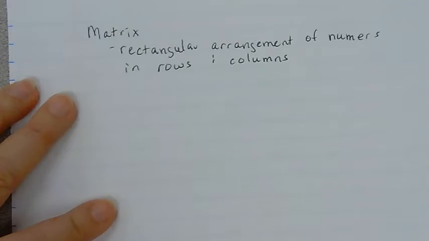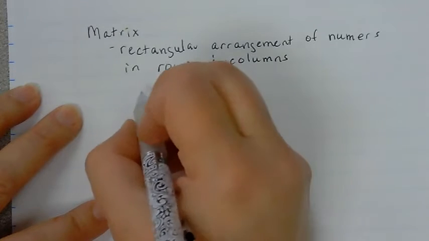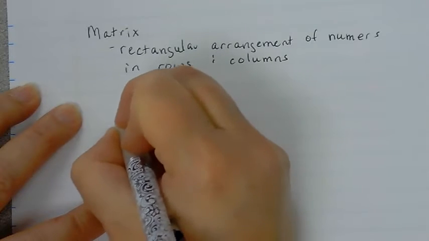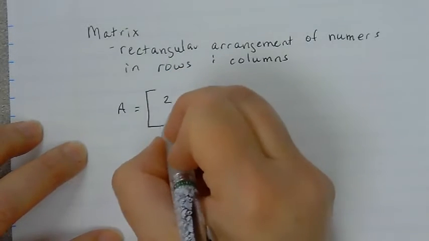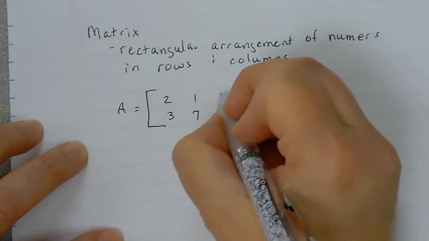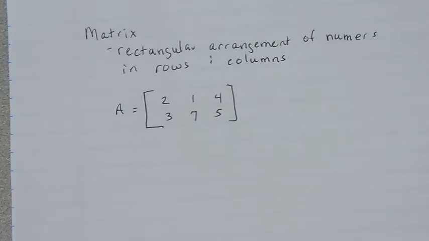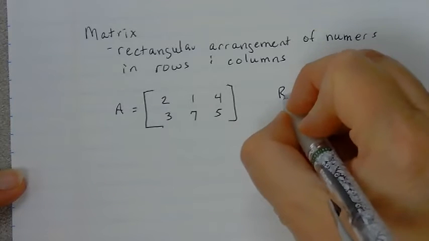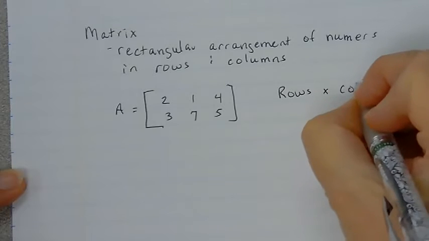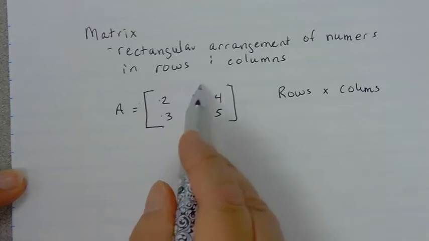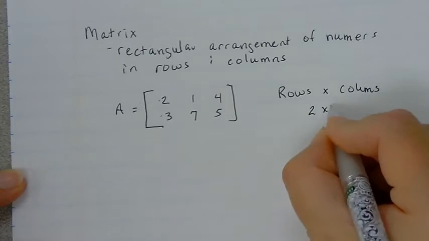So you've probably seen a matrix before. It would look something like this. I'm going to call this matrix A. So this is matrix A. Matrix A has dimensions. The dimensions are the rows times the columns. So I would say this one has 2 rows and 1, 2, 3 columns. So this is a 2 by 3 matrix.